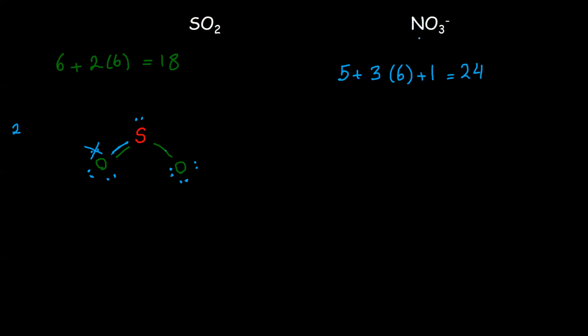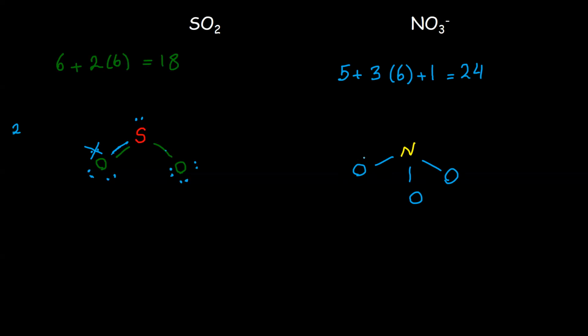Next step, choosing our central atom, between nitrogen and oxygen. Again, we know oxygen is more electronegative, so I put nitrogen as the central atom. Then the next step is putting the other atoms around the central atom using just a single bond. So I put O, O, and O. Next step is filling the outermost shell of the outer atoms.